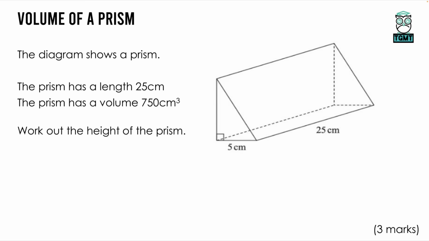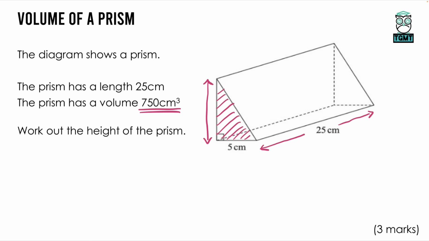Now in this question, we are looking at the volume of a prism. This particular question tells us the volume of the prism and wants us to work out the height. It says the prism has a volume of 750 centimetre cubed. Work out the height of the prism. So the height of the prism is going to be this length here. But to get the volume of a prism, we want to get the area of the cross section, which is this triangular face, and multiply it by the length.